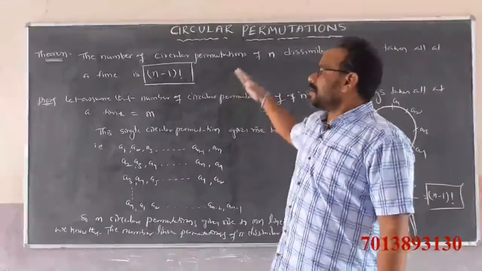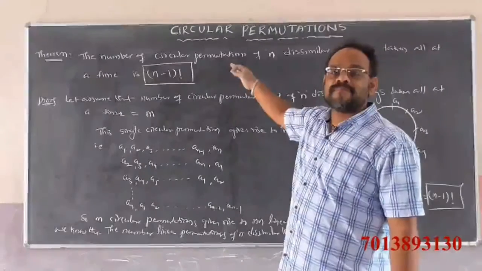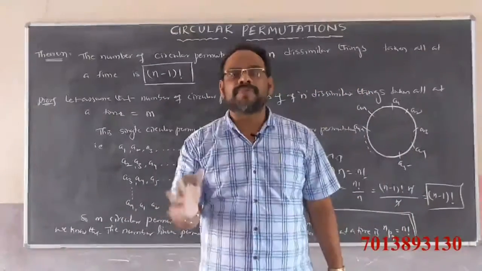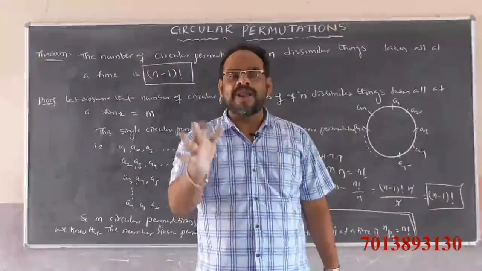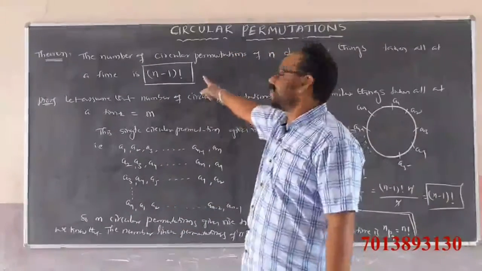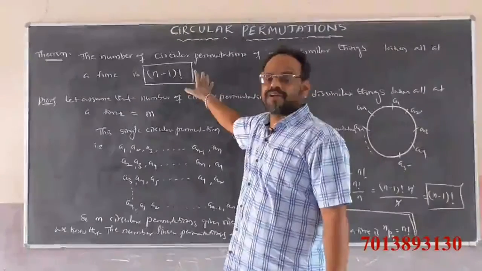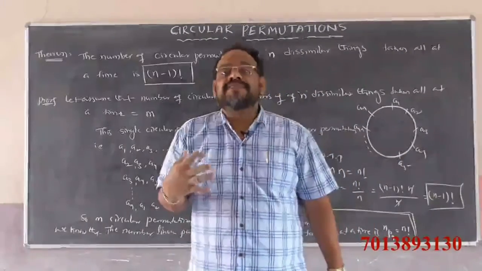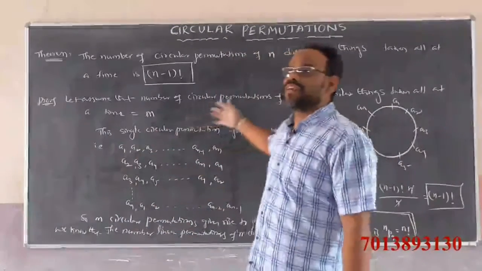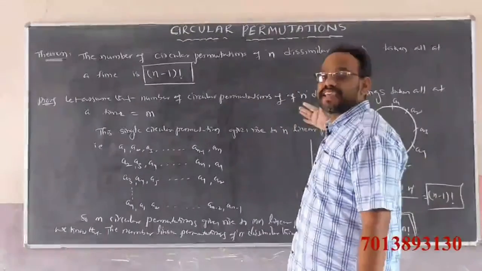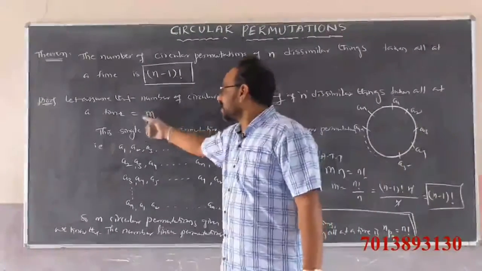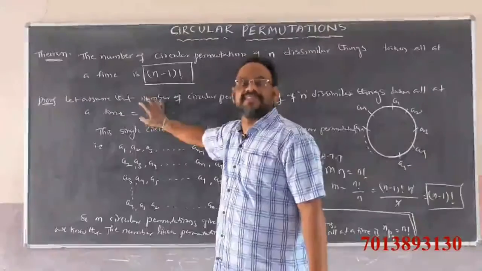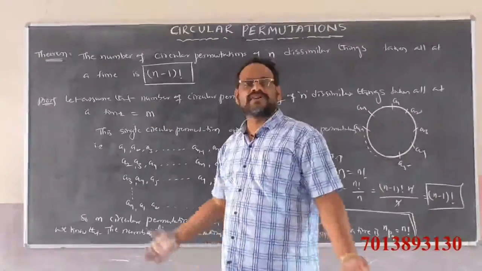Observe the theorem. The statement of the theorem is: the number of circular permutations of n dissimilar things taken all at a time is clearly (n minus 1) factorial. How to prove this theorem? Let us assume that we don't know the number of circular permutations of n dissimilar things taken all at a time. Let us assume it is m, or take x or k.